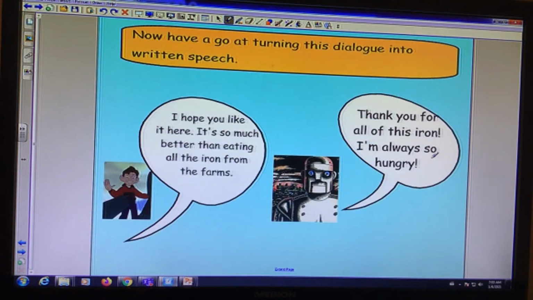Now have a go at turning this dialogue into written speech. "I hope you like it here. It's so much better than eating all the iron from the farms." That's Hogarth talking. "Thank you for all of this iron. I'm always so hungry." Is the Iron Man. Have a practice of that one. See how you get on.